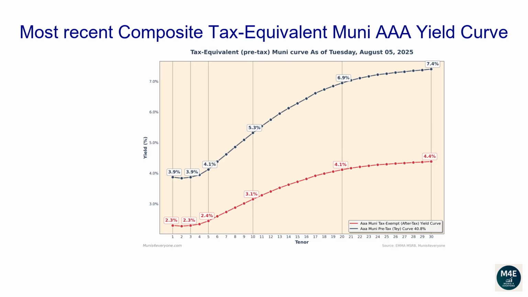The one-year tax-exempt yield is 2.29%, corresponding to a 3.87% tax-equivalent yield for investors in the top tax bracket. The two-year tax-equivalent yield is 3.84%. The 5-year tax-equivalent yield is 4.12%. The 10-year tax-equivalent yield is 5.32%. The 20-year tax-equivalent yield is 6.95%. The 30-year tax-equivalent yield is 7.4%.